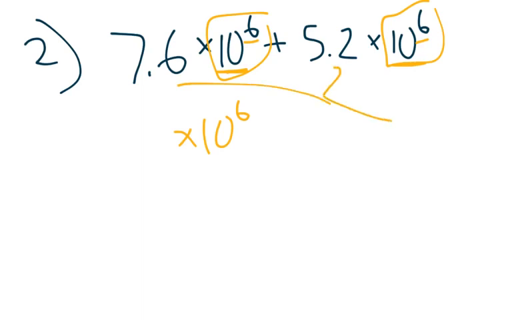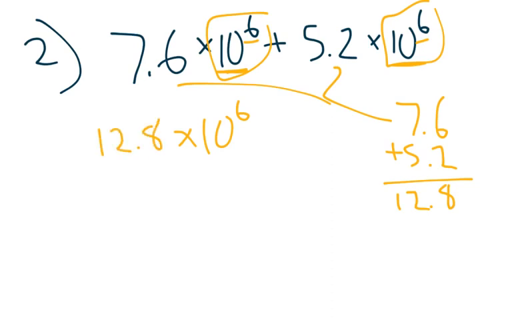Again, we do some scratch work on the side. So 7.6 plus 5.2, and here we'll get 12.8. So 12.8 times 10 to the 6th. The problem is this isn't in scientific notation. That has to be one digit. So what we're going to do is bump this over one spot. And when we bump something over to the left one, that means we're going to add one to the exponent.